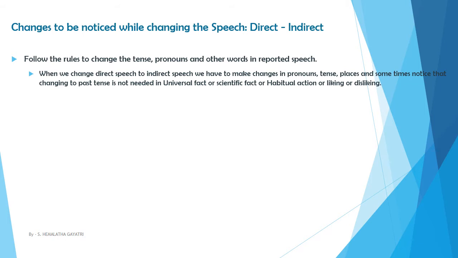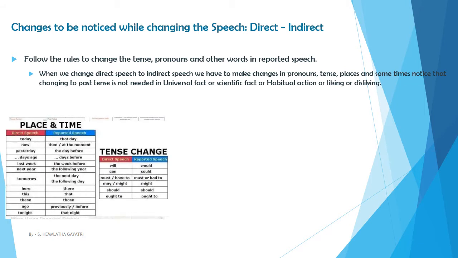So when we are changing a sentence, anything that is said by the speaker, into indirect speech, make changes in pronouns, tense, places, and sometimes, children, you have to notice and check whether the statement given by the speaker is a fact or a general statement. If it is a universal fact or a scientific fact or a habitual action, liking or disliking, you need not change the tense unlike other changes. So remember this and make the changes.